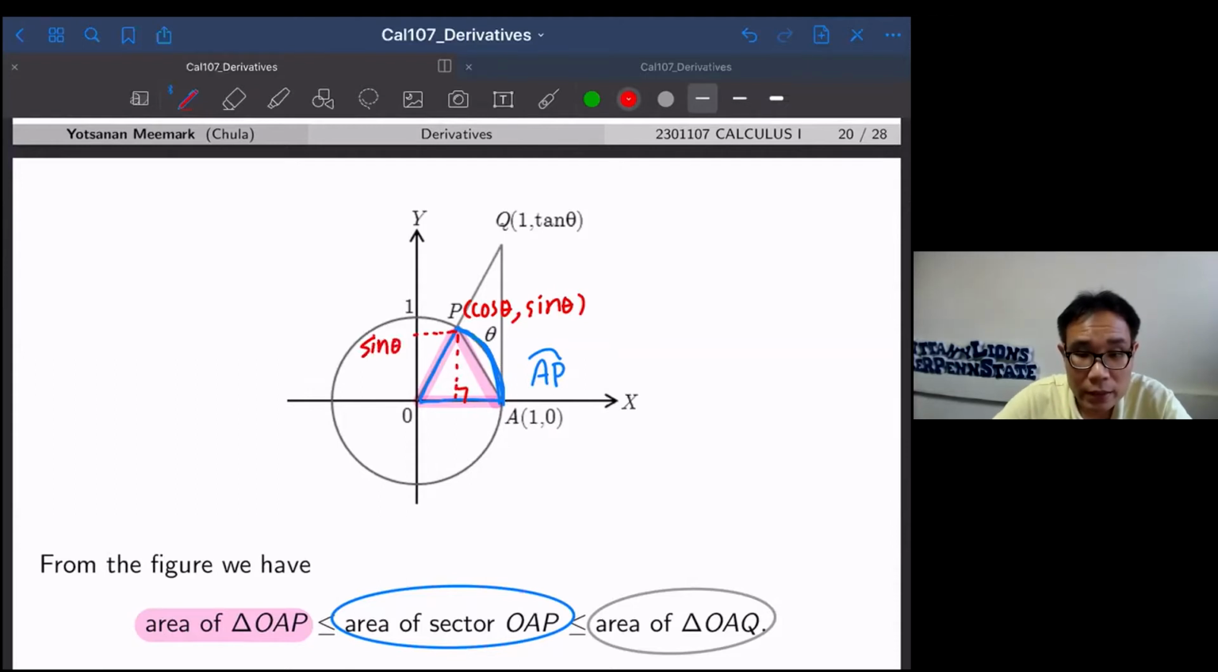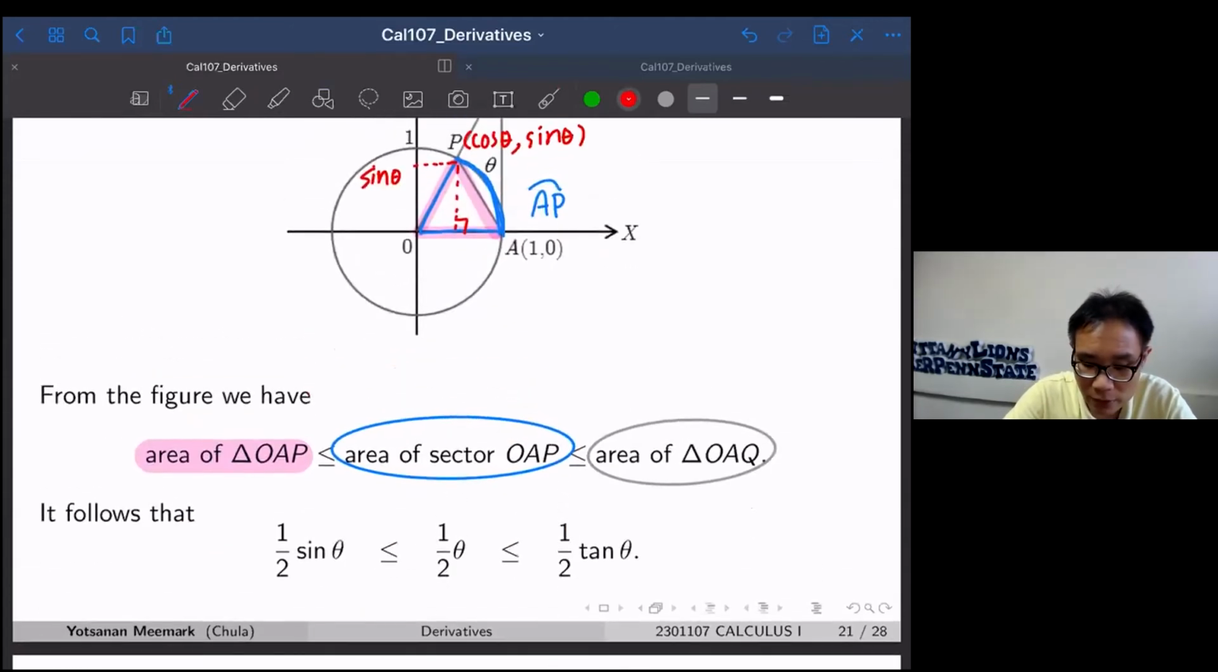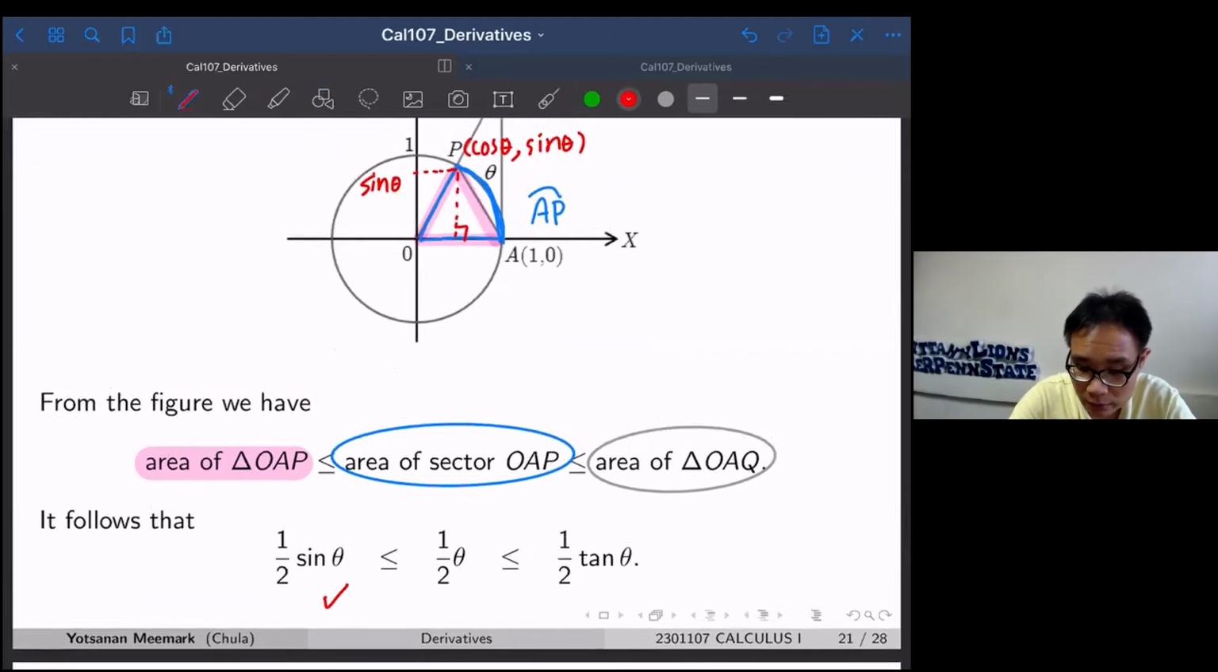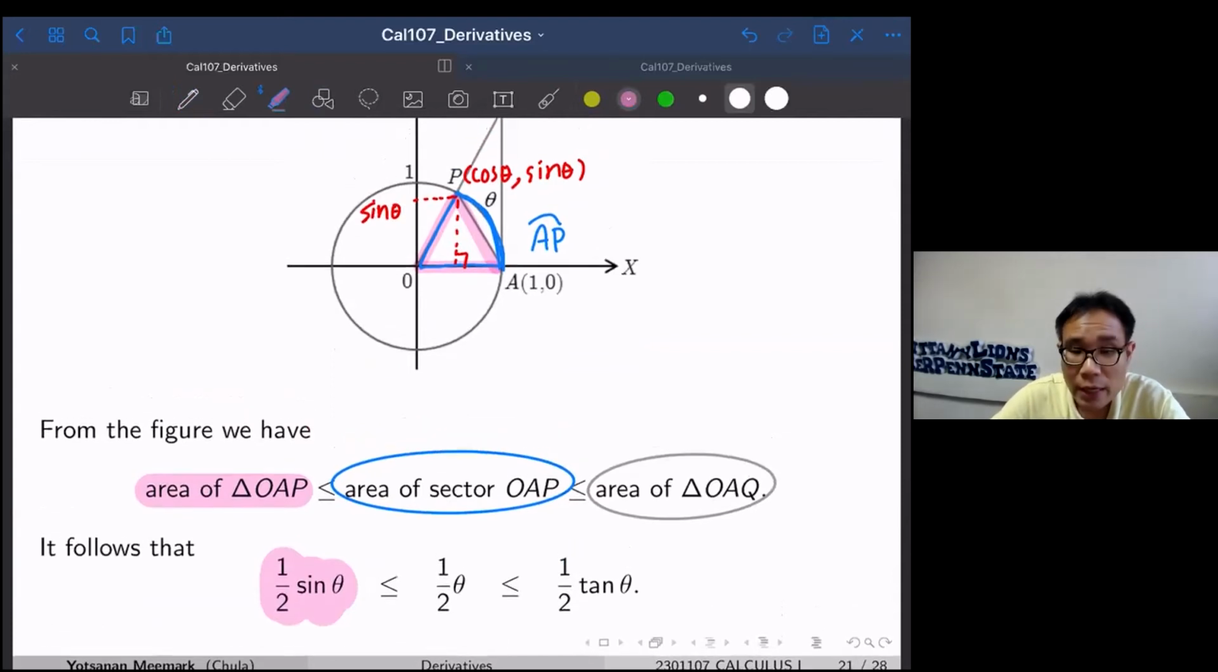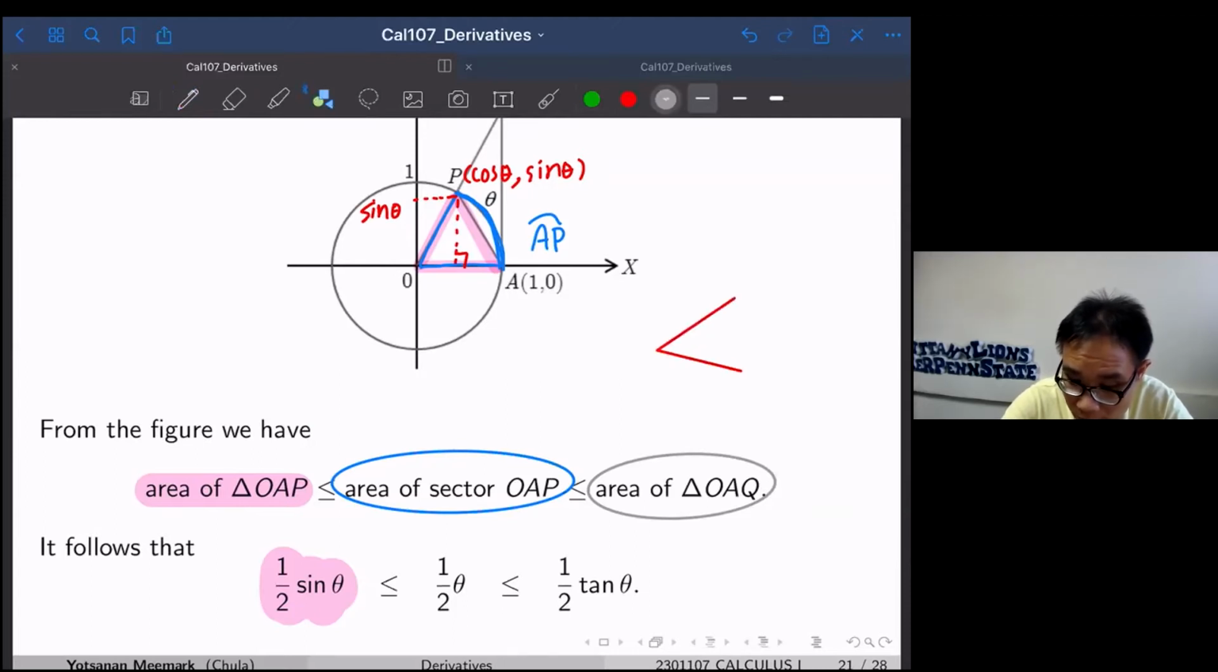Okay, so the height here is equal to sine theta. So it's going to be 1/2 sine theta for the area of the pink triangle. The next one is going to be the area of the sector. The area of the sector comes from, okay, if I draw a sector for you, you have the center and you have the sector like this, and it's going to be an arc here.